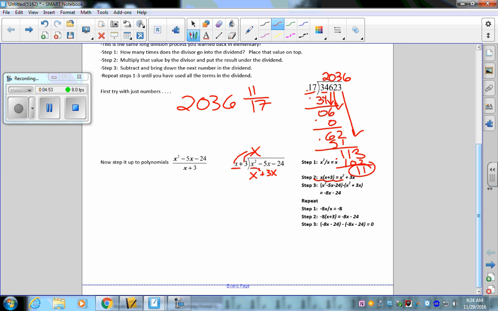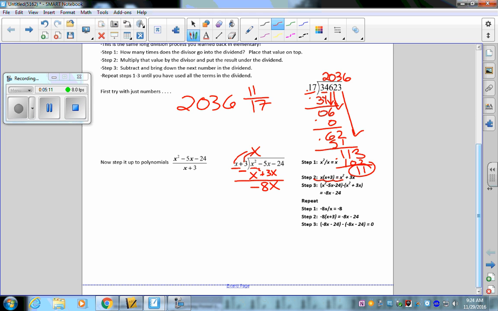Okay, so I divided first, then multiplied by both. Now we subtract. They should cancel out. Those first terms should always cancel out. X squared minus x squared, they do. Negative 5x minus 3 is negative 8x. Please be careful with your signs.